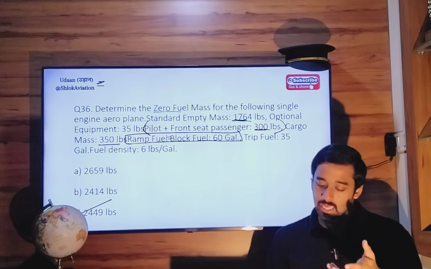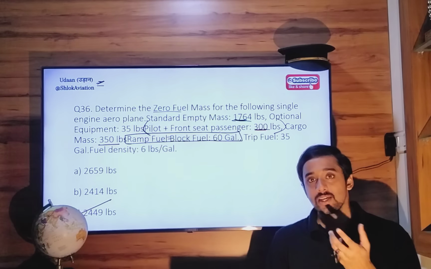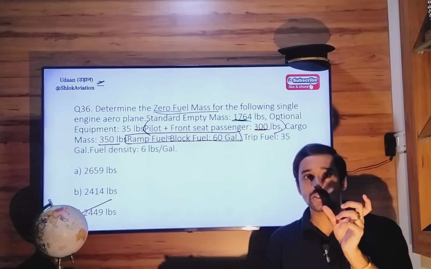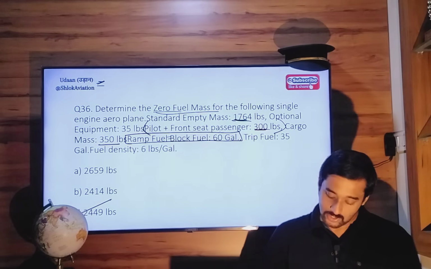Now here we have been given fuel, trip fuel, block fuel, but that is useless because we want to find zero fuel mass. Zero fuel mass means zero fuel, no fuel at all, no usable fuel at all. So option C.